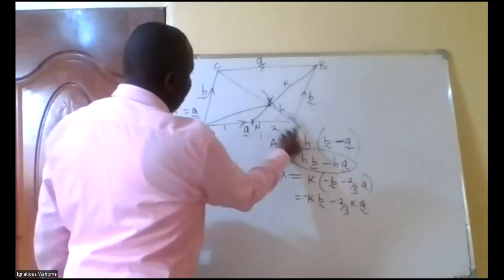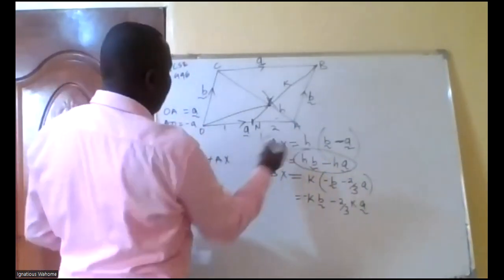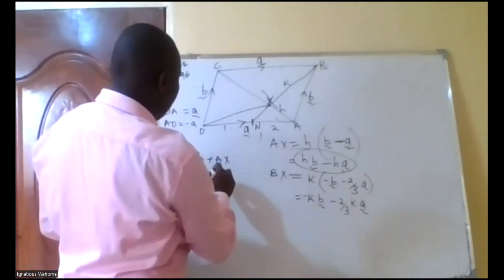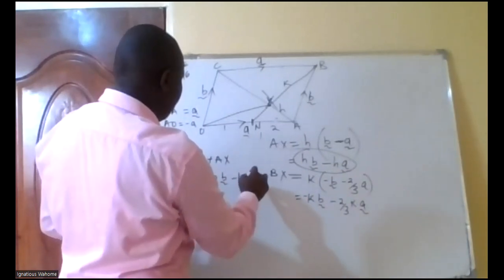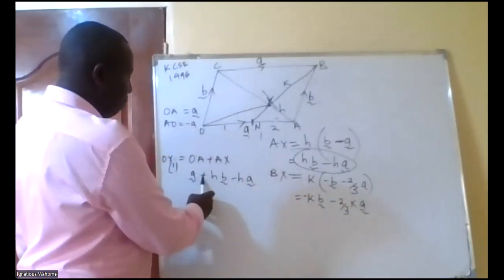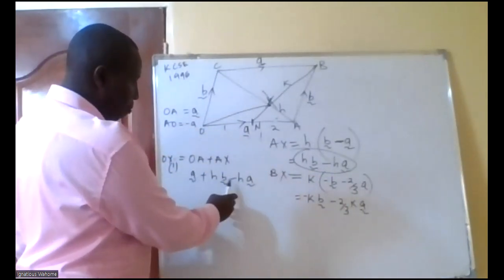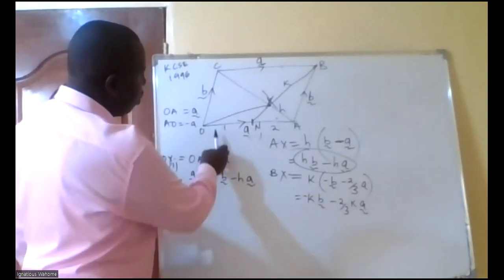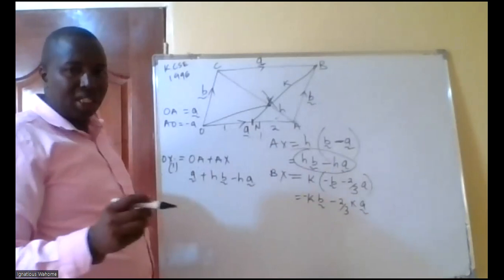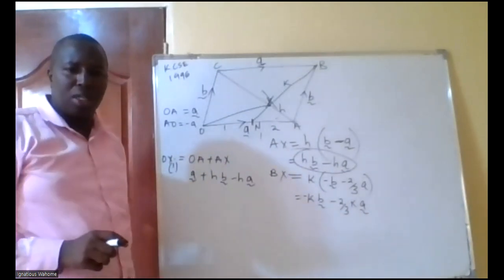It is OA plus AX, where our OA is vector a, and our AX we already have: h vector b minus h vector a. So a plus h vector b minus h vector a, because it is OA plus AX. That's how to work it out in that kind of question.